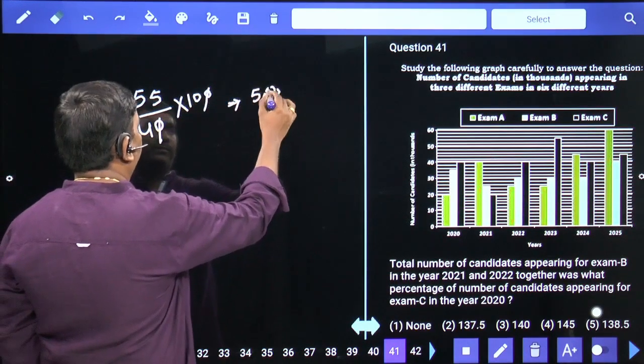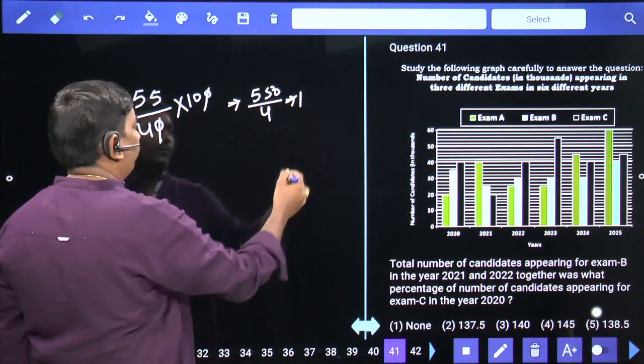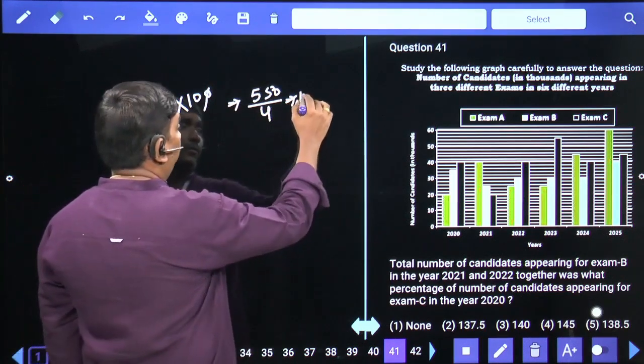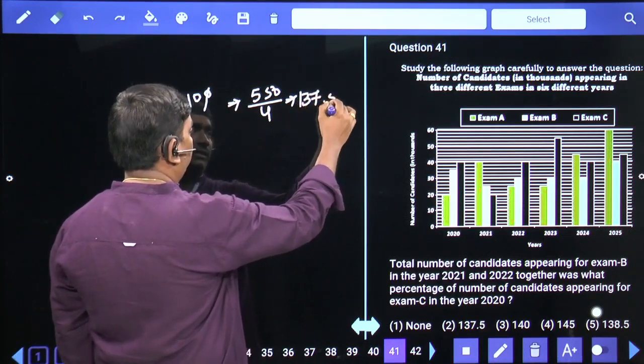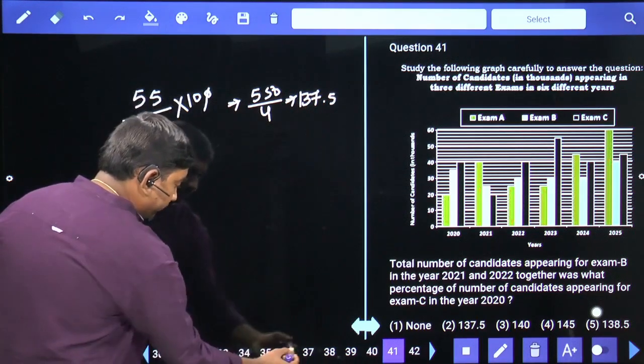550 by 4. 4 1s are 4. Remaining 15. 4 3s are 12. 4 7s are 137.5%.